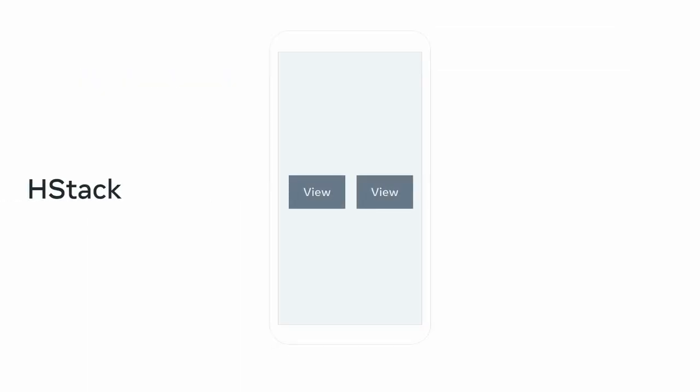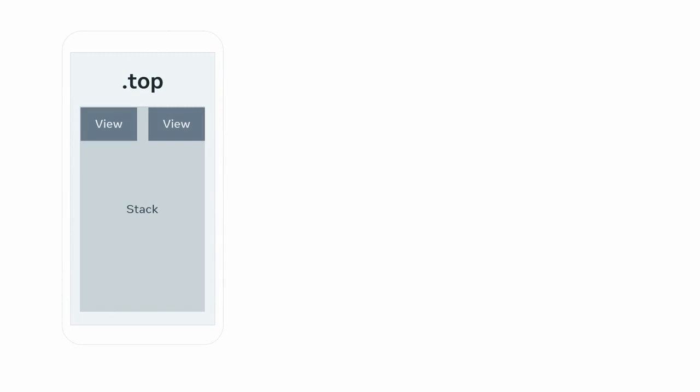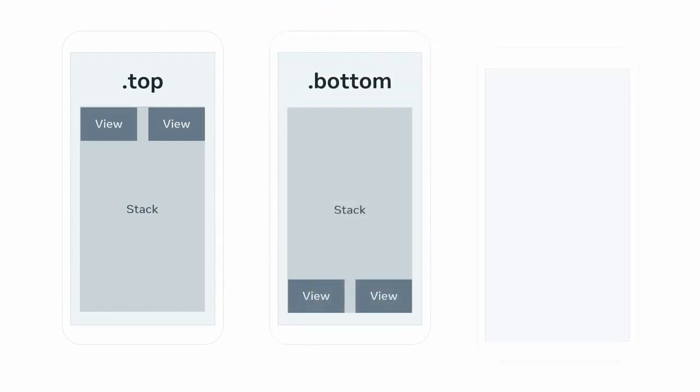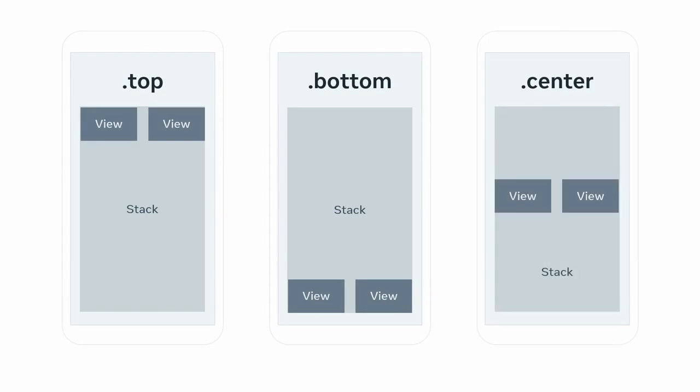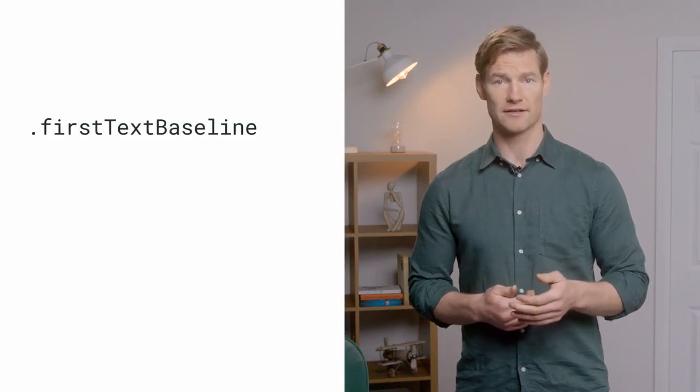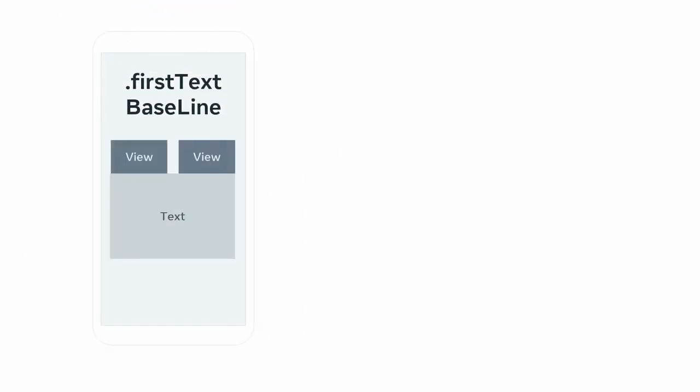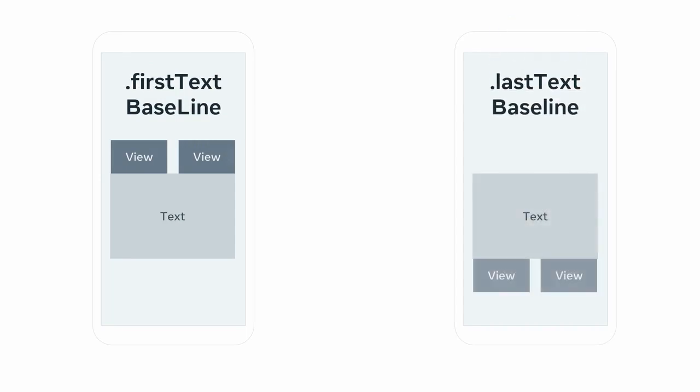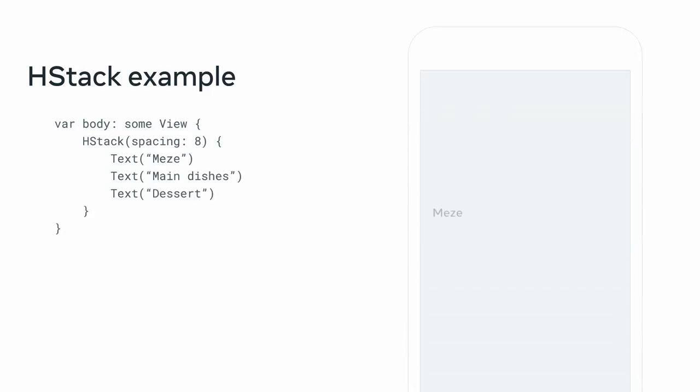HStacks, or horizontal stacks, arrange their views from left to right, and like vertical stacks, use alignment and spacing, which are optional. However, there are different properties for the alignment category. The top property places views at the top of the stack. Bottom places views to the bottom of the stack, and center places views in the middle of a parent view. In addition to these standard alignment types, there's also the first text baseline and last text baseline properties. First text baseline aligns to the top line of a text, and last text baseline aligns to the bottom line of a text. In this code example, the meal categories are displayed horizontally from left to right.